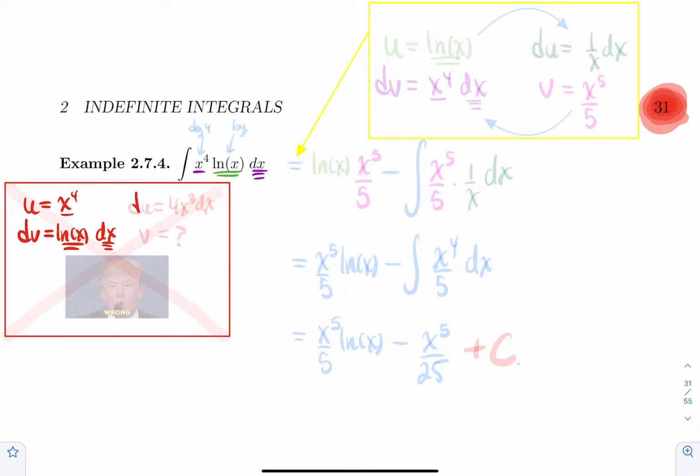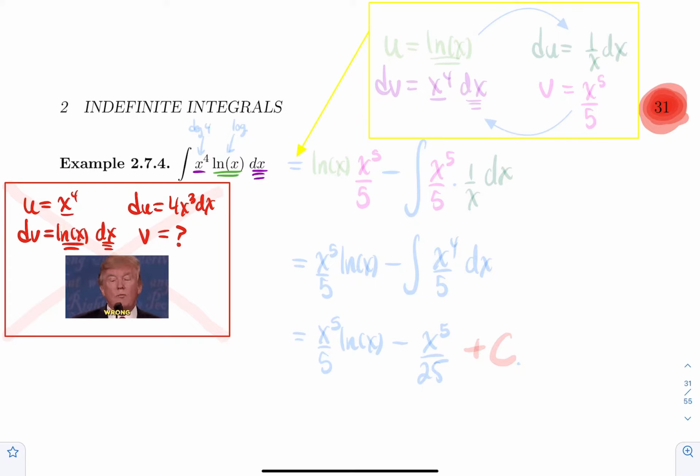Well, of course, if you compute du, the derivative of x⁴ is 4x³ dx, but then what is an antiderivative of ln of x? Well, that's not easy. So this is a common mistake, people putting ln of x inside dv, but you need to integrate ln of x. We know how to differentiate ln of x. We know the derivative of ln of x is 1 over x, but an antiderivative of ln of x is a lot more complicated. So here, if you do this substitution, you are simply wrong. Okay, so this is bad.